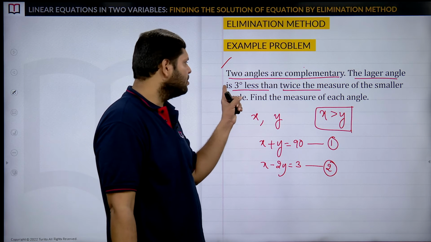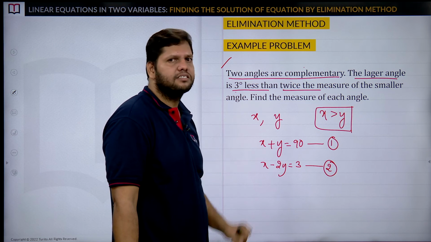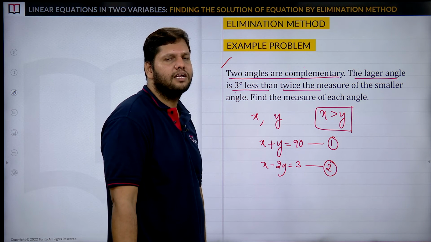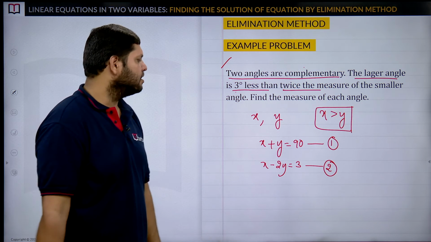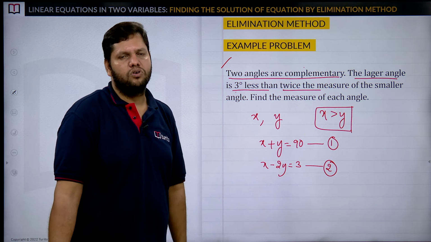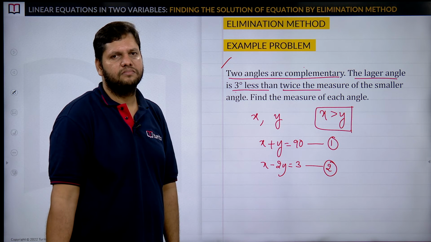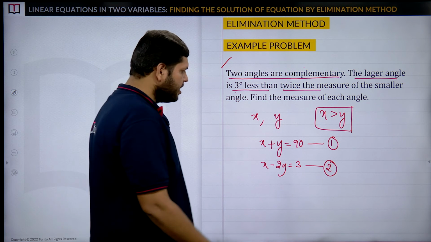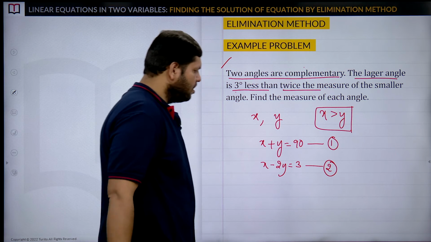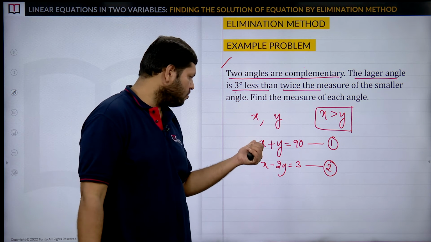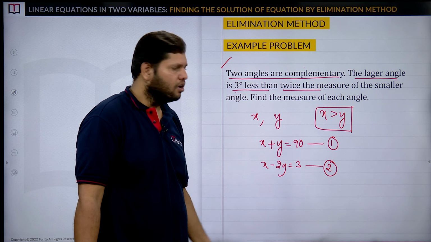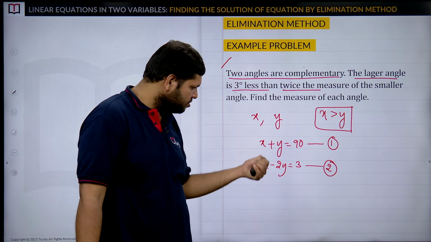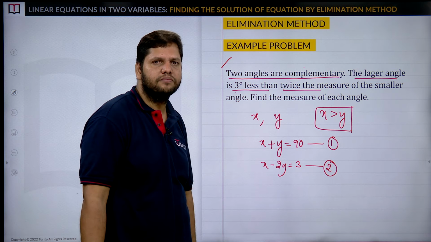Yes or no, children? The larger angle is 3 degrees less than twice the measure of a smaller angle. So we can write x minus 2y is equal to 3. Clear, children? Okay. Now this is equation 2. Now children, we do not need to make the coefficients equal. Here the x coefficient is 1. Here also the x coefficient is 1 only. So if I do subtraction, x and x both get cancelled directly, isn't it, children?